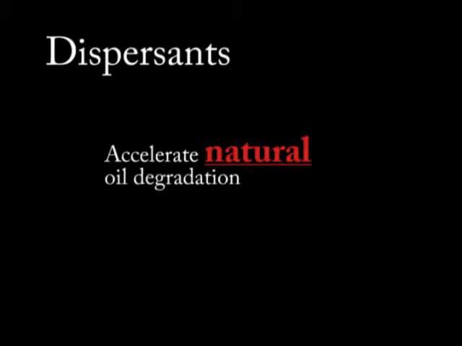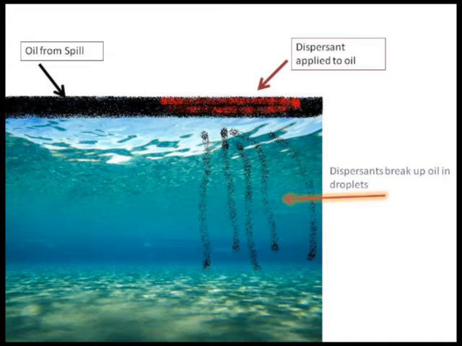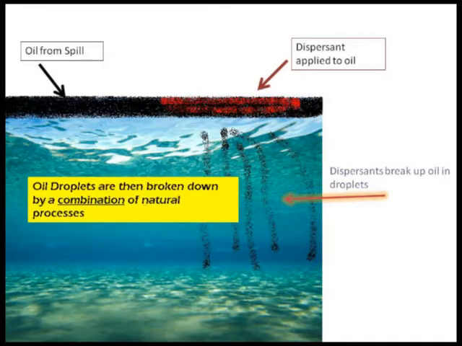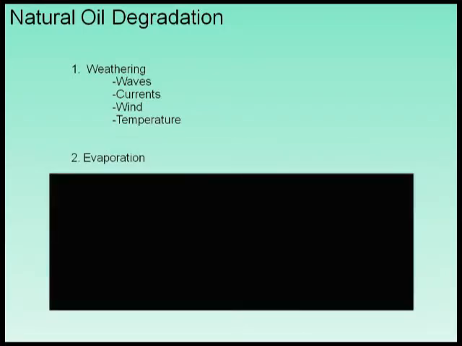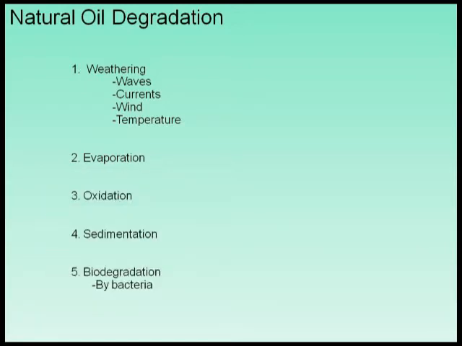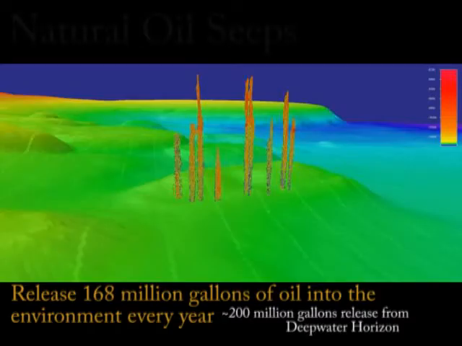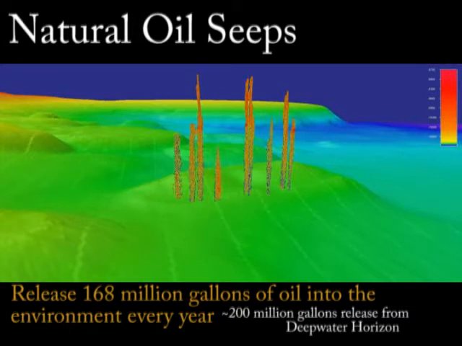Simply put, dispersants accelerate natural oil degradation by breaking down oil into small droplets which spread out over a larger area. These processes include the combined interaction of weathering, evaporation, oxidation, sedimentation, and ends when oil is converted into non-toxic compounds by biodegradation. These processes degrade the estimated 168 million gallons of oil that is naturally released into the marine environment every year off of U.S. shores.